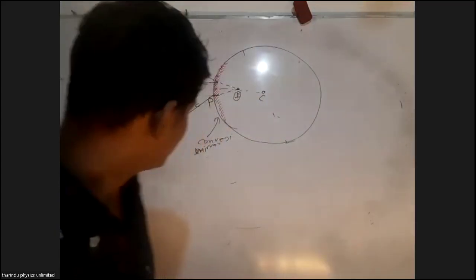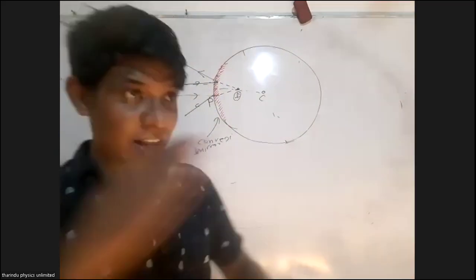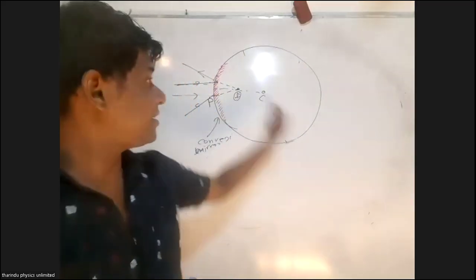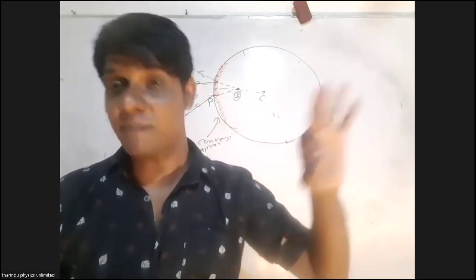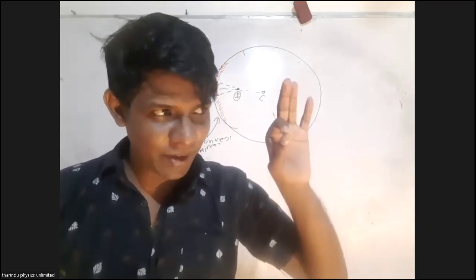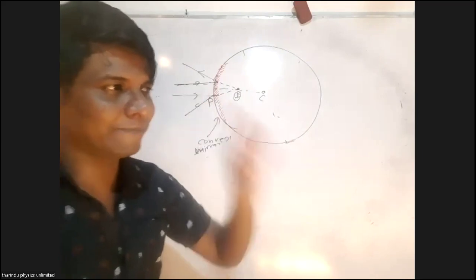Does the light not reflect off the point? Yes, it reflects off the point, but it reflects off as if it is coming from here. As if means it is not really coming from there.